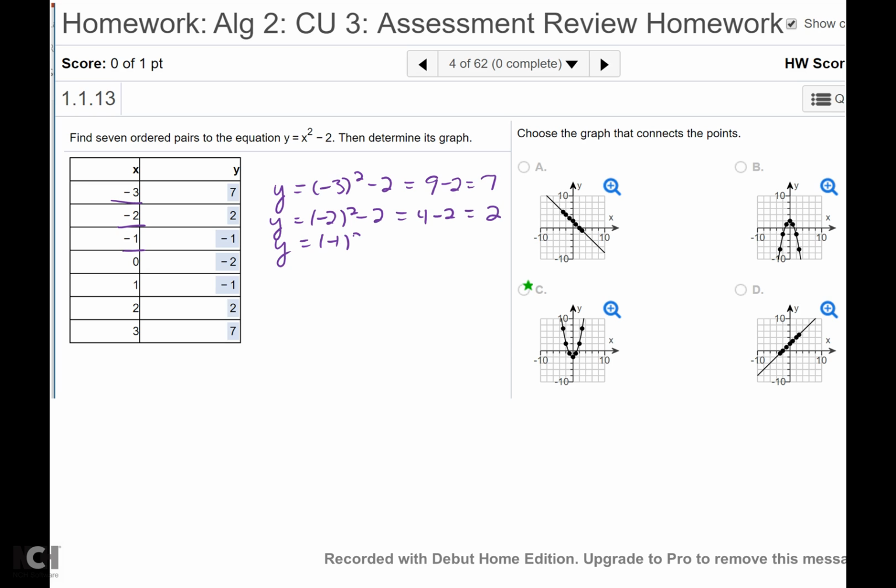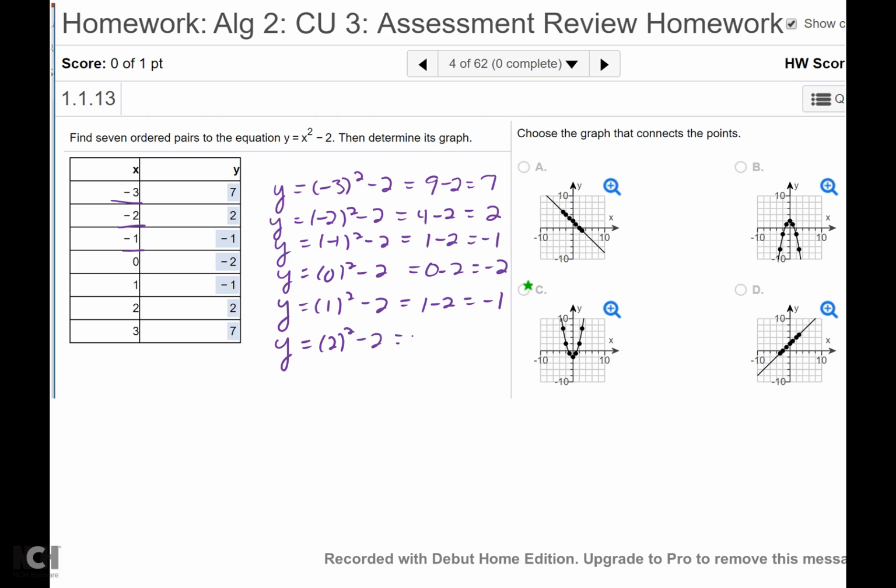Y equals negative 1 squared minus 2. That's 1 minus 2 is negative 1. Y equals 0 squared minus 2 would be 0 minus 2, which would be negative 2. Y equals 1 squared minus 2 would be 1 minus 2, negative 1. Y equals 2 squared minus 2 would be 4 minus 2, 2. And y equals 3 squared minus 2 would be 9 minus 2, 7. That's how they got all of these numbers.